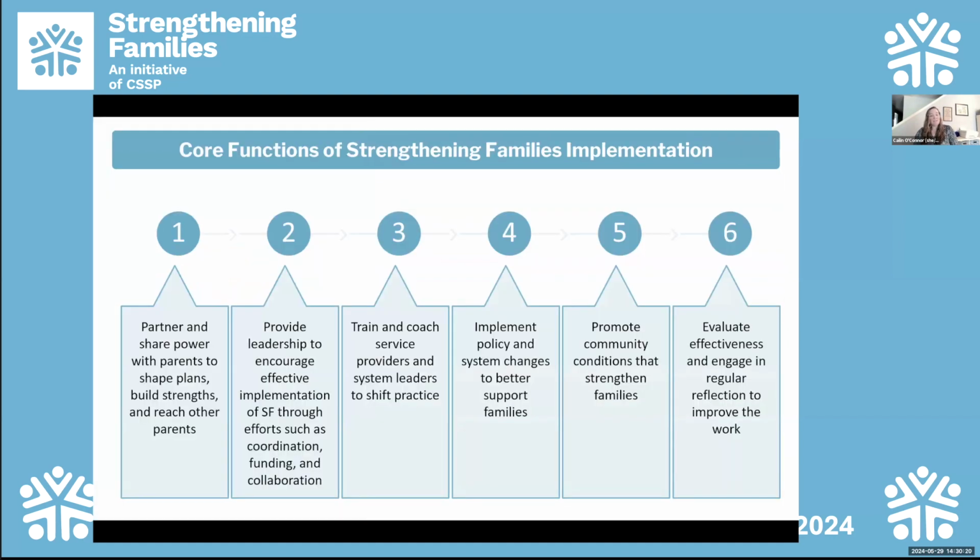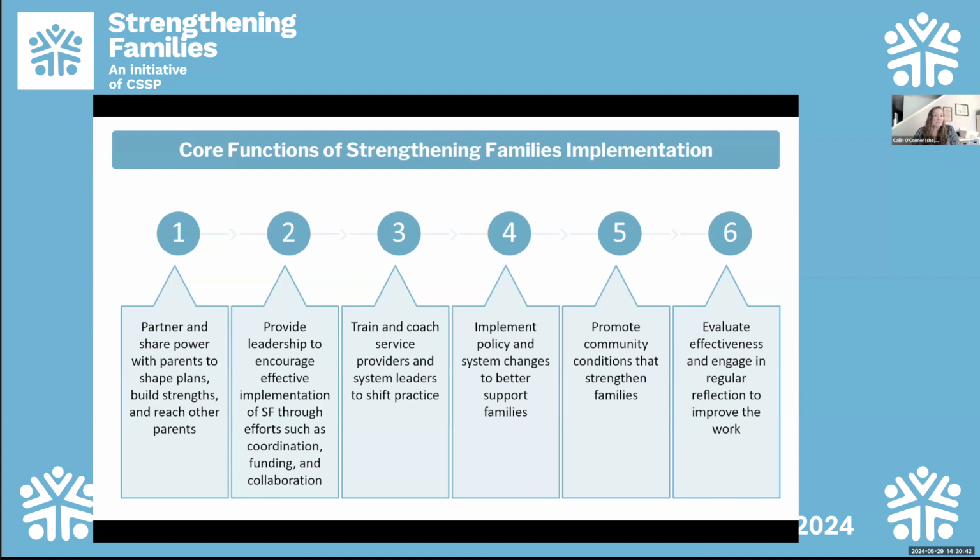And we have this set of core functions of Strengthening Families implementation. This, as I said, is newly revised. This is the first time we're sharing this new version, and I believe Jenna is putting an attachment in the chat that you can download to read more about these, but I'm just going to talk about them each briefly now.